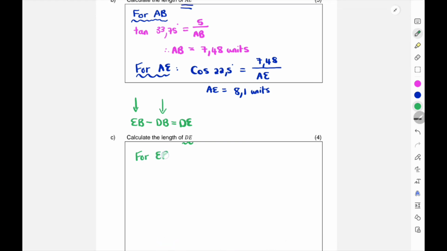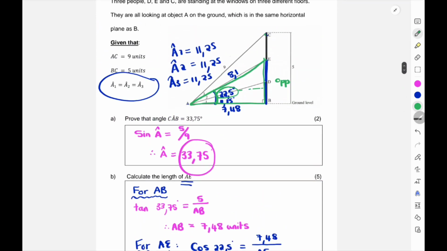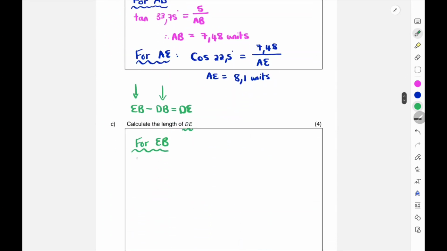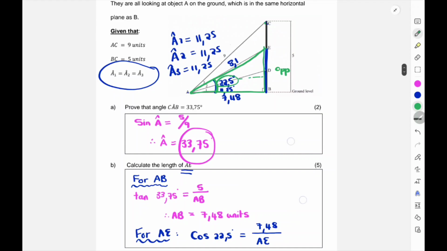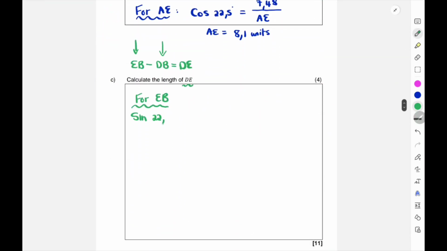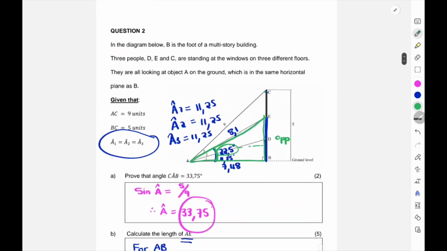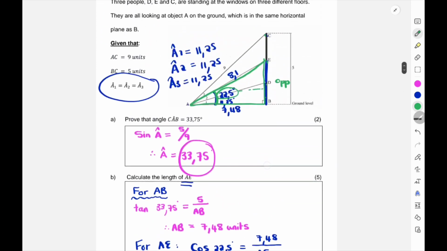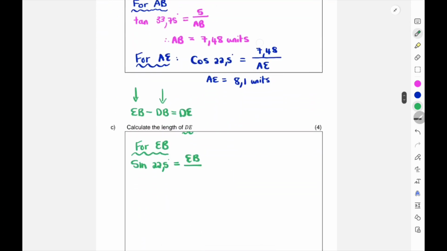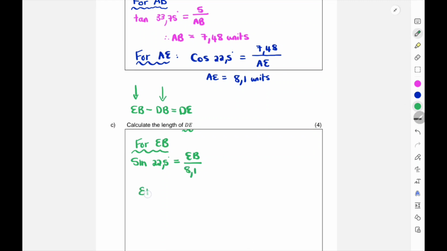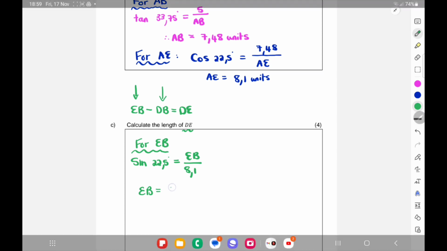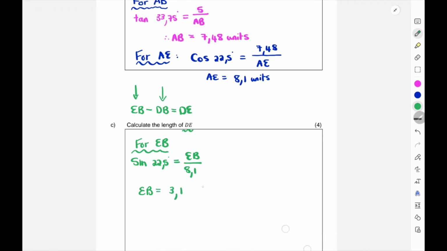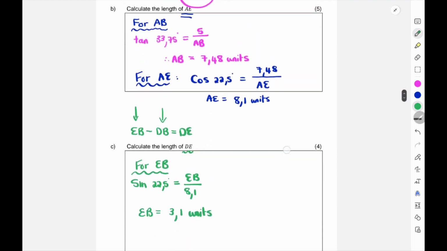So for EB, I'm going to go sine 22.5 because I'm working in the bigger triangle is equal to the opposite, which is EB, over the hypotenuse, which is 8.1. So EB is equal to 8.1 times sine 22.5. Can you see that? Which gives you 3.099, which is going to give me 3.1 units. Okay, so I've got EB.